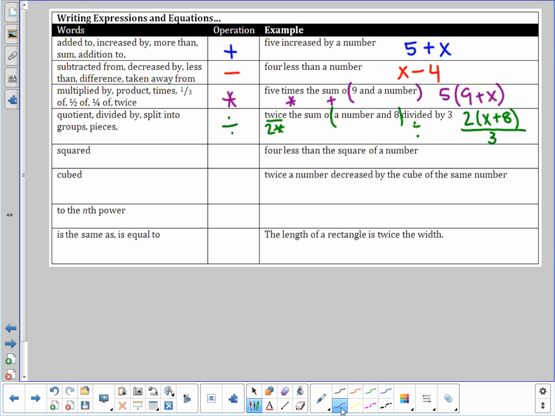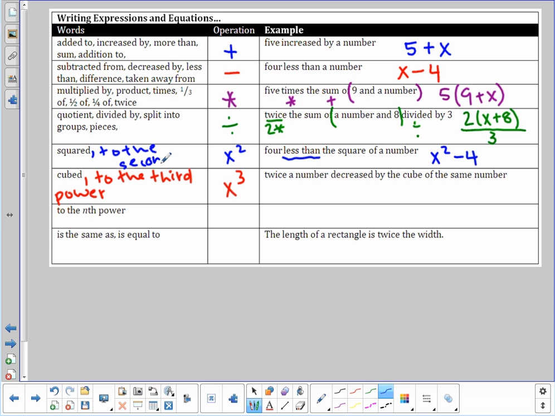When I look at squared, I know that I'm taking some number to the second power. So 4, there's that less than again. 4 less than the square of a number looks like x squared minus 4. When I look at cubed, I know I'm taking some number to the third power, and you can write that in there too. This would be the same as to the third power. Okay, to the third power. This squared one is to the second power.